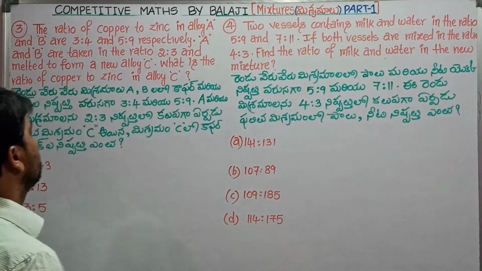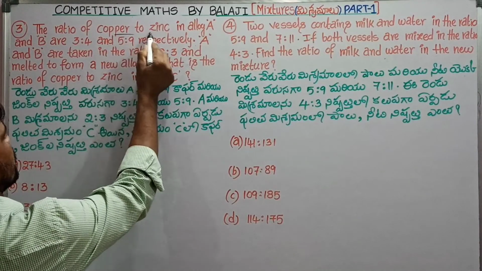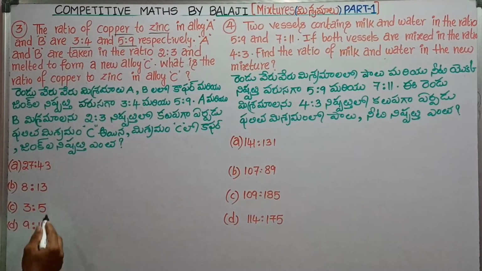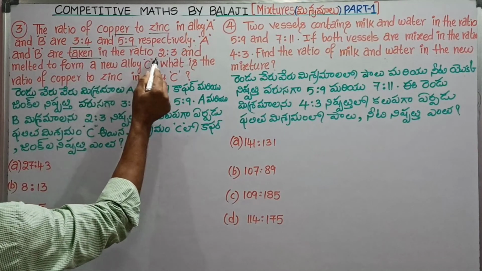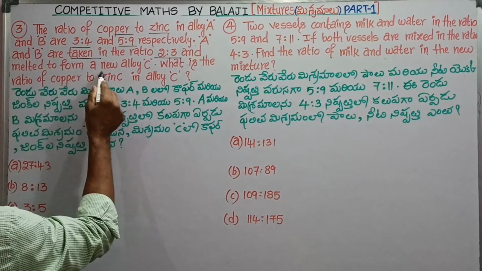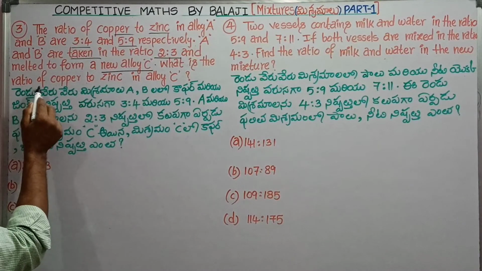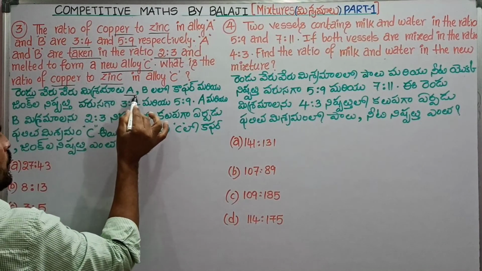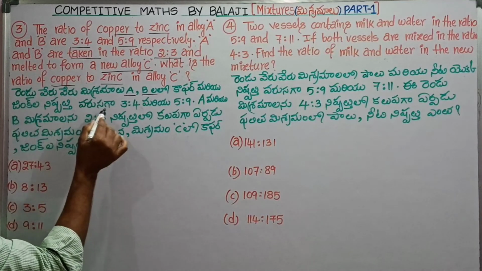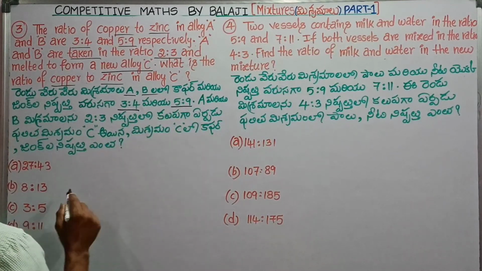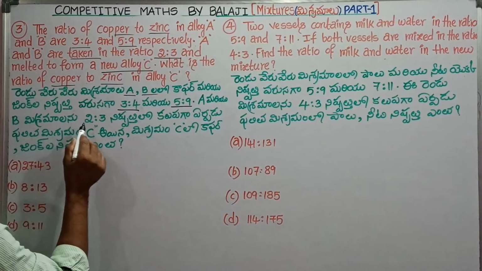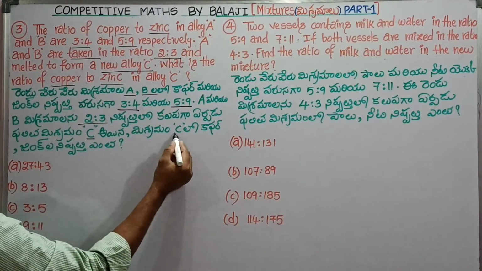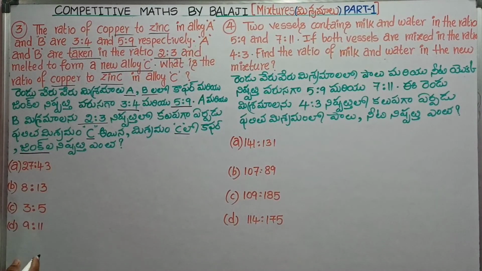Next question, third one. The ratio of copper to zinc in alloy A and B are 3:4 and 5:9 respectively. A and B are taken in the ratio 2:3 and melted to form a new alloy C. What is the ratio of copper to zinc in alloy C? రెండు వేరు మిశ్రమాలు A, Bలలో కాపర్ మరియు జింక్ల నిష్పత్తి వరుసగా 3:4 మరియు 5:9. A, B మిశ్రమాలను 2:3 నిష్పత్తిలో కలపగా ఏర్పడు ఫలిత మిశ్రమం C అయిన మిశ్రమం C లో కాపర్, జింక్ల నిష్పత్తి ఎంత?